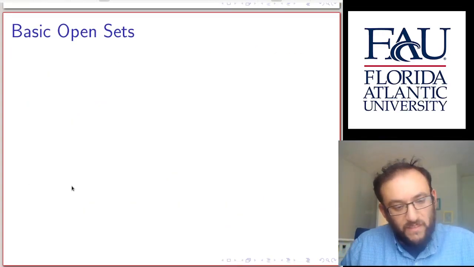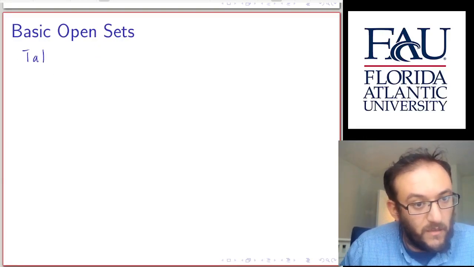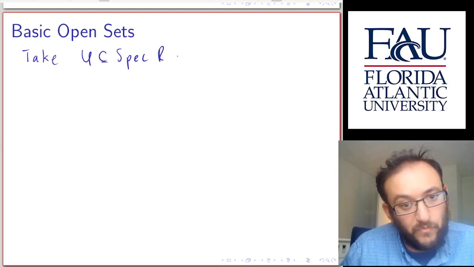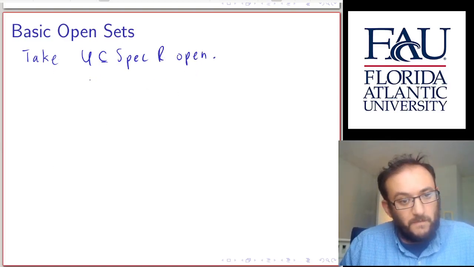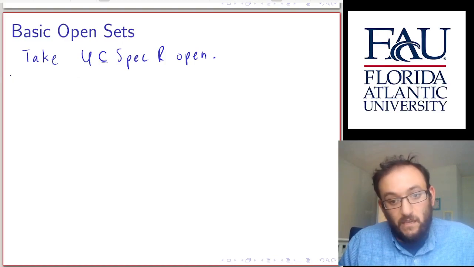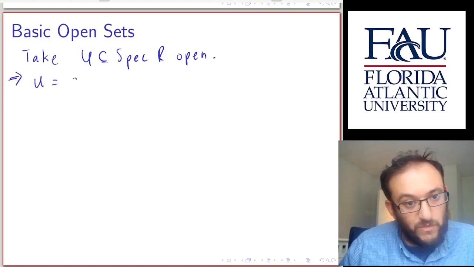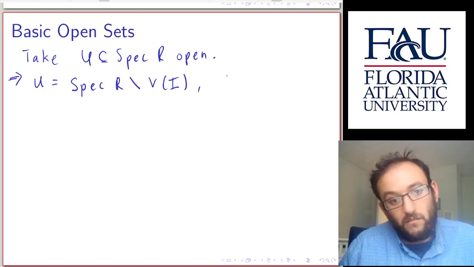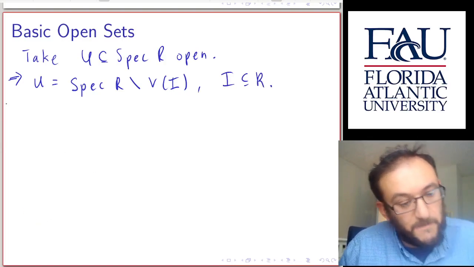Okay, so now we want to prove that these distinguished opens actually form a basis for the topology. So take U a subset of Spec R, open. We want to show that this is a union of basis elements, a union of the distinguished opens. So that means that U is equal to Spec R minus V(I) for some I in R, just by definition of the closed sets.